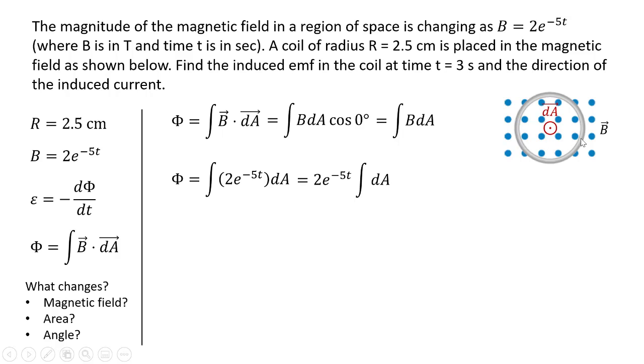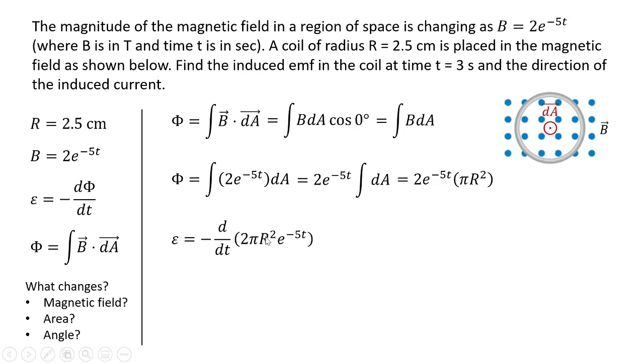In this case, the area of the coil is a circle, and we can calculate the area of the circle as pi times the radius of the circle squared. We have found an expression for the flux, and as you can see from this expression, the flux changes in time. Now, the next step is to find the induced EMF. The induced EMF is minus the rate of change of flux with time. So that would be minus d by dt of 2 pi r squared multiplied by e to minus 5t.